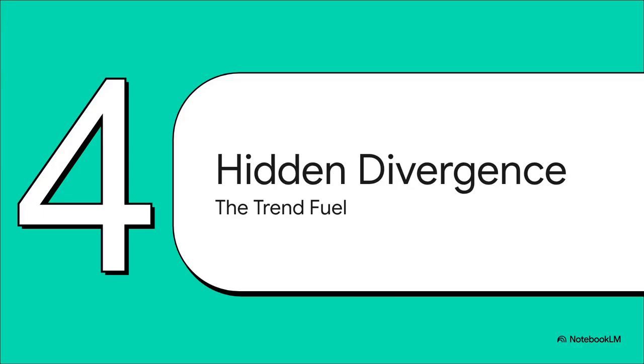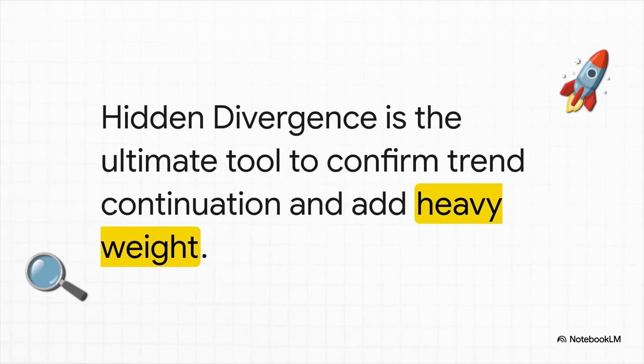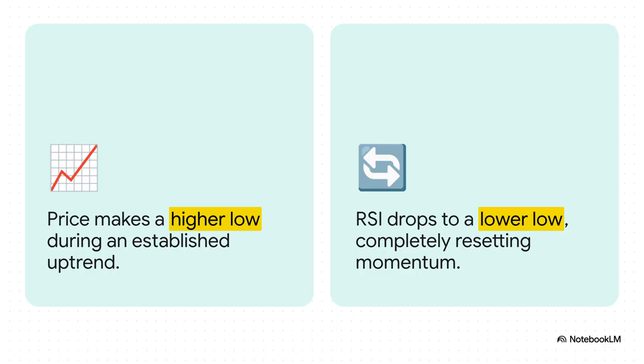Moving right along to section 4, hidden divergence, or trend fuel. While regular divergence is great for spotting major market tops and bottoms, we really need another tool for when a trend is already chugging along. Enter Gizli Uyumsuzluk, hidden divergence. Spot on. Hidden divergence is literally the architect's ultimate insurance check. You should never, ever blindly enter a major trend continuation setup without running this exact audit. It tells you if the trend actually has enough structural fuel left to keep going, or if you're just buying straight into a trap.